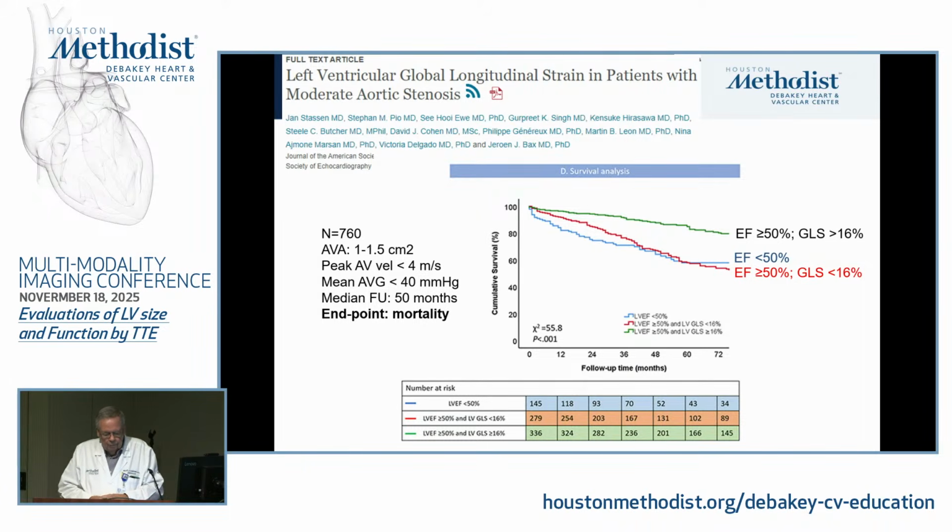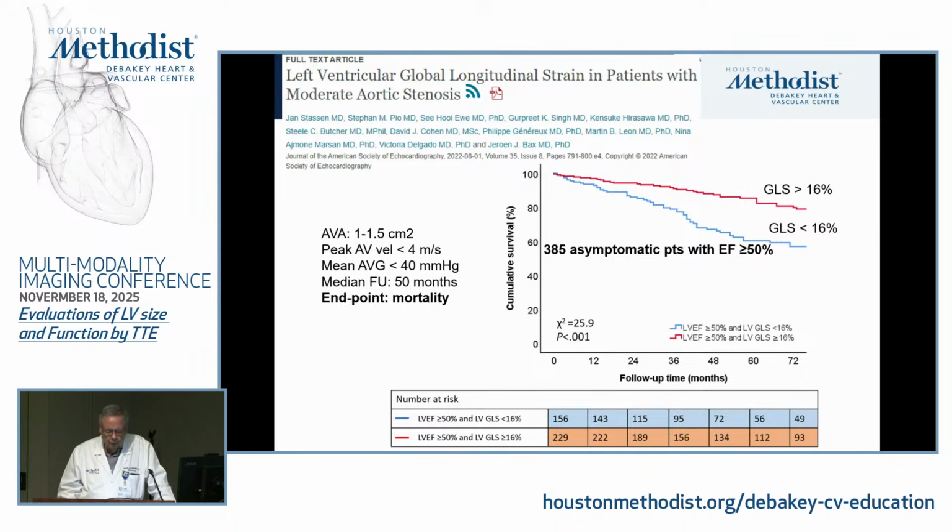They were followed up for 50 months. So median follow-up, I'm sorry, these are 72 months. These are median follow-up of 50 months. Again, one single endpoint, mortality. That's all. And here you see GLS, EF over 50% with GLS greater than 16, EF less than 50%, or EF greater than 50% but GLS less than 16, the same curve with a drop to almost 40% of them lost in 5 years.